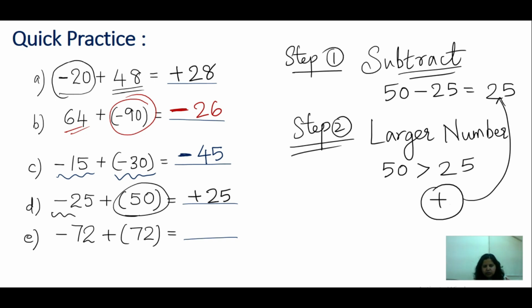Even if you don't do this, if you just rearrange the question, see it's 50 minus 25, which is 25, right? Here again 48 minus 20, 28. You can put a logic that way too. In the last question you have a minus 72 plus 72, the same values with opposite sign. Your answer is going to be 0.